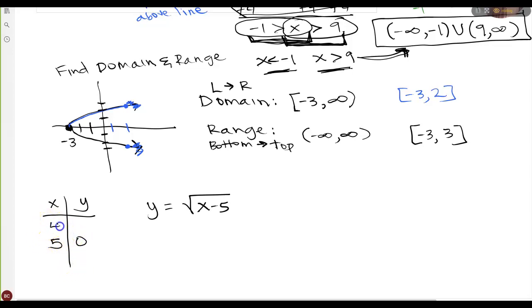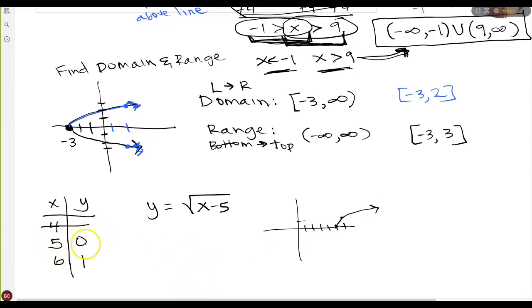And I can't do numbers that are smaller than it, because if I put 4 in there, 4 minus 5 is -1, and I can't take the square root of a negative number. So I'd have to pick some numbers that are bigger than it. If I put 6 in there, 6 minus 5 is 1, and the square root of 1 is 1. So you do just a few points there: over 5 up 0 is here, over 6 up 1 is about here. And if you did more points, you'd see that it looks something like that.